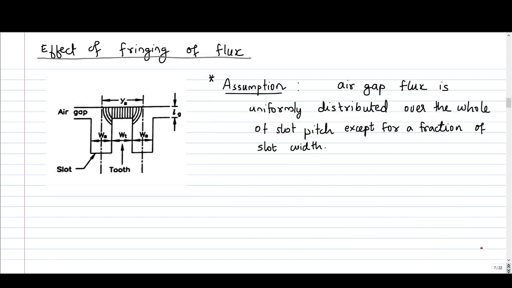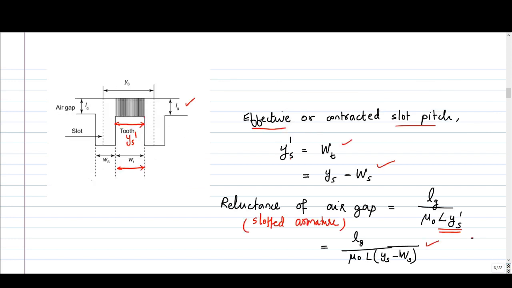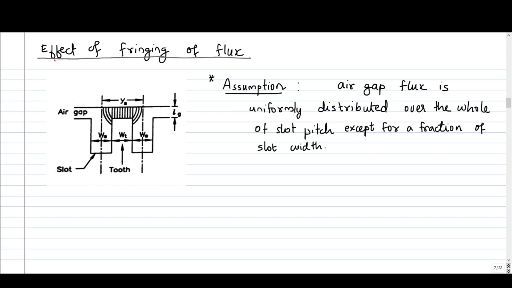Okay, now in the practical situation, when you have slotting, flux will not be distributed like this. In practical case, there will be some fringing at the edges of the tooth like this. Flux lines will be showing some fringing effect. So if you consider the effect of fringing, what will be the effective reluctance of the air gap that we are going to calculate?